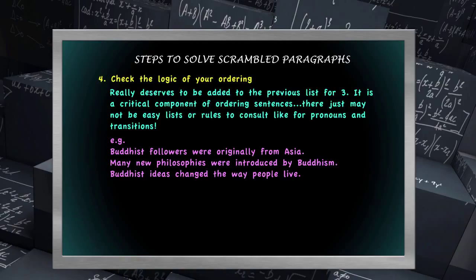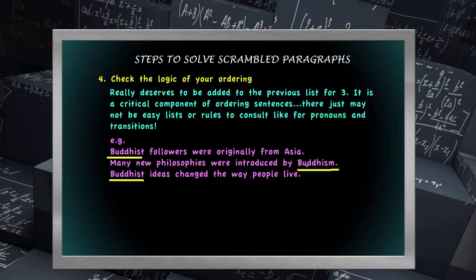Buddhist followers were originally from Asia. Many philosophies were introduced by Buddhism. Buddhist ideas changed the way people live. If I used my repeat words, I might connect a word at the end of a sentence, like Buddhism, to a repeat of that word at the beginning of another sentence. But in this case, you can see I have Buddhist at the beginning of 2 other sentences. So that doesn't necessarily help me right there.